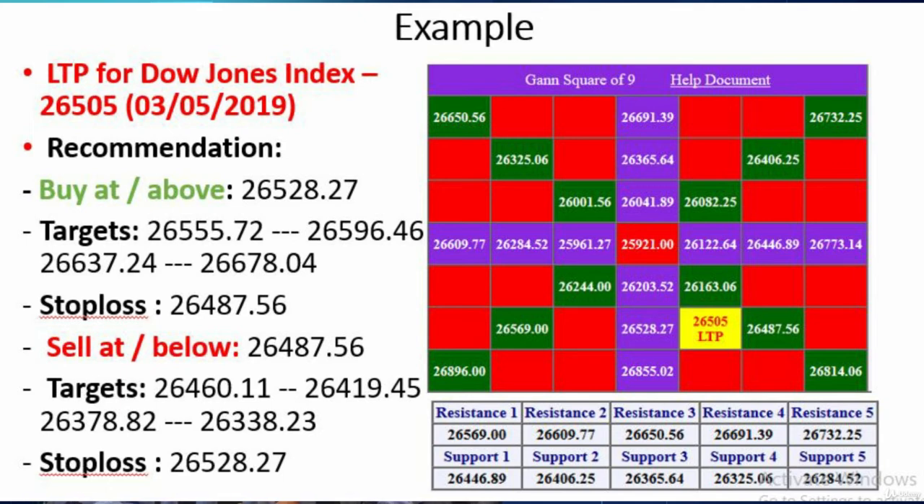26,487. If the price opens in the morning below 26,487, then we have to take a sell view, and the targets will be anti-clockwise, that is 26,460, 26,419, 26,378 and 26,338, and the stop loss is your next resistance, that is 26,528. I think that with the help of this example, we can easily calculate the price targets and the stop losses within a fraction of seconds.